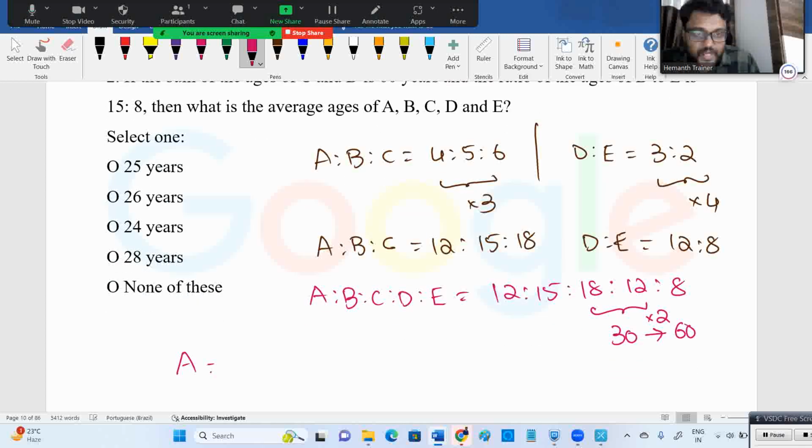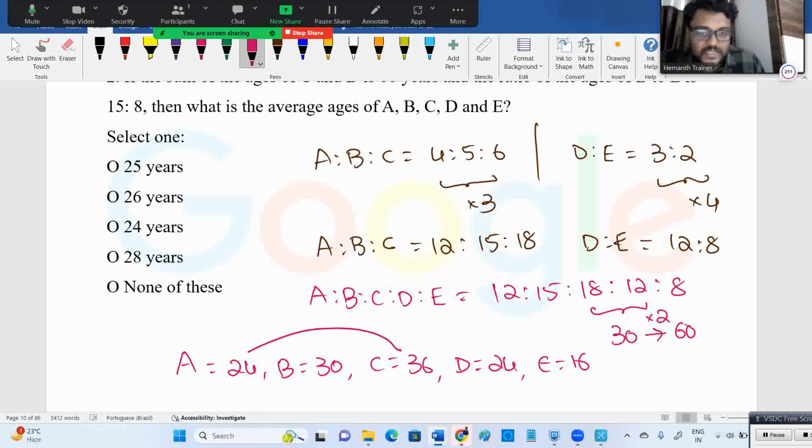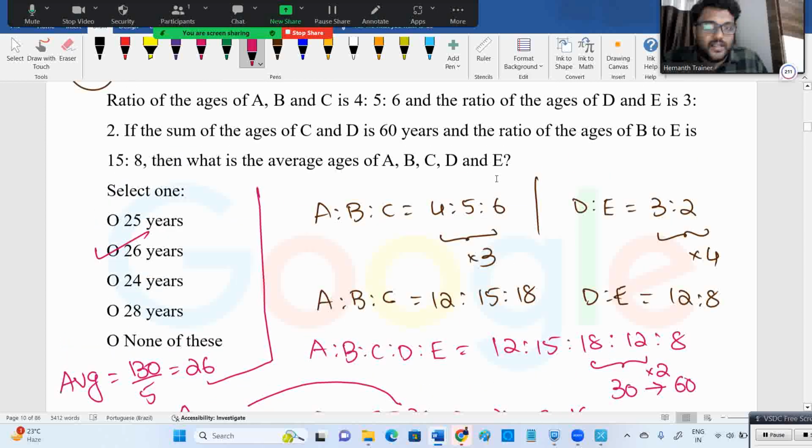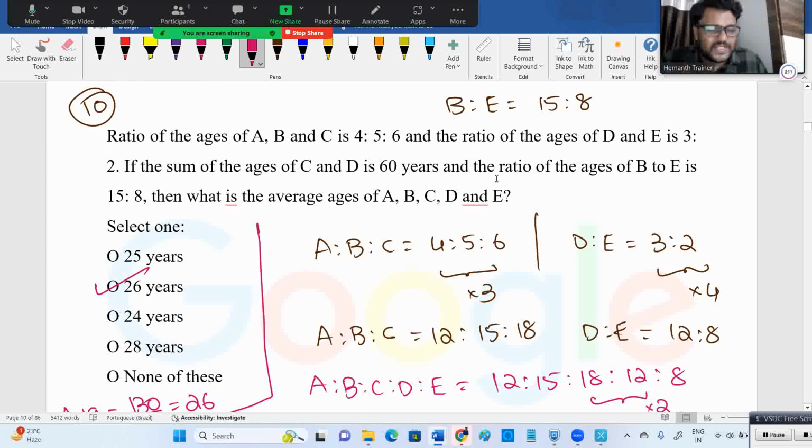So the correct value of A is 24, B is 30, C is 36, D is 24, E is 16. Now you want average, means sum divided by number of. 24 and 36 will be equal to 60, plus 30 is 90, plus 40 is 130. 130 divided by 5 is the average. They are asking average, which is nothing but 26 years. This is also a typical question, combination of ratios and averages. Not easy. Joint ratio concept is there, but this is totally different.